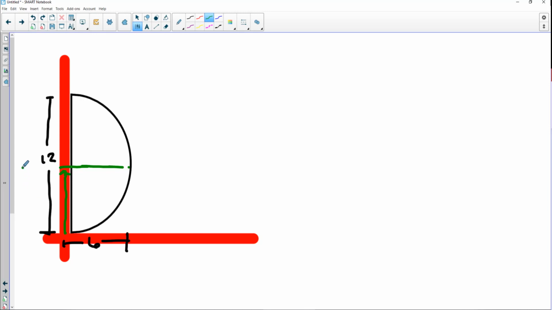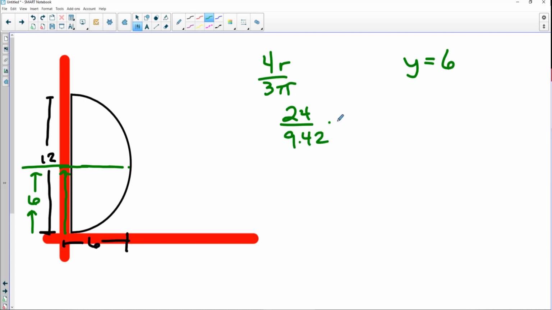So 6. Basically here, what we're saying is that the line of symmetry this time is going to be my y-coordinate, and it's 6. But what about the equation? So we have to do 4 times radius divided by 3 pi, and we're going to get 4 times 6 is 24 divided by 9.42. Okay, 24 divided by 9.42, and we get about, say, 2.55, just round it.